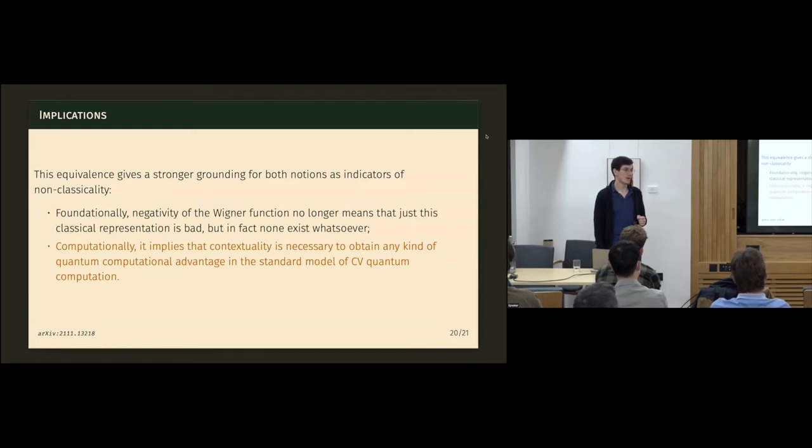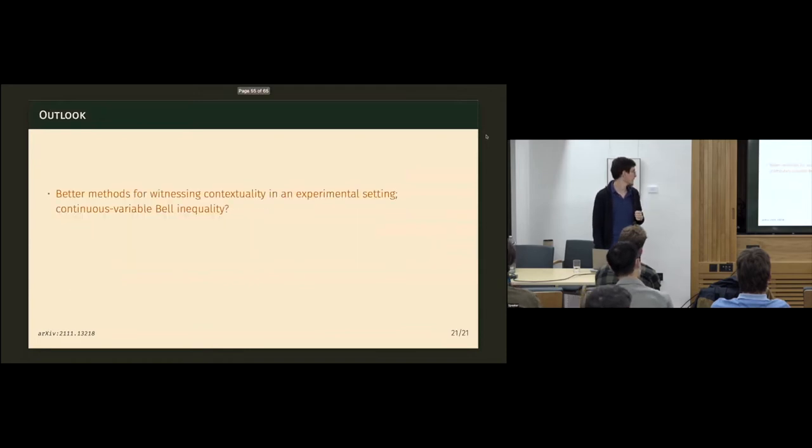And also, as I said, from the results of Mari and Eisert, you needed negativity of the Wigner function to have a quantum speedup. So via this theorem, now it says that you also need contextuality, because they are equivalent. So it gives kind of grounding to contextuality for that.